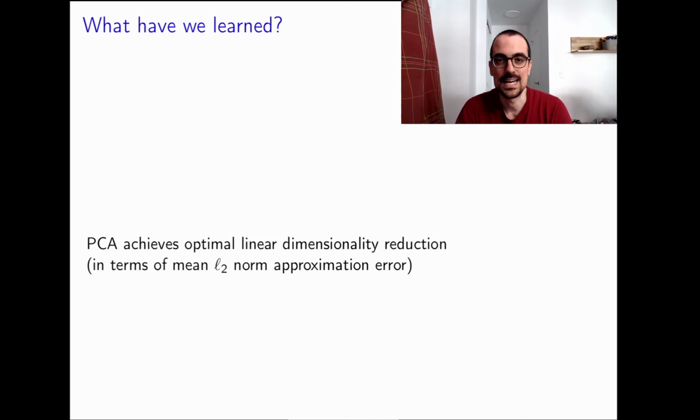Okay, so that's all I had. We have learned that PCA achieves an optimal linear approximation in terms of mean L2 norm error. So in particular, it is not necessarily optimal for face recognition, but still it's a general purpose method for dimensionality reduction for which we can prove that it's optimal in a certain sense, in terms of mean L2 norm error, and it's super useful in general.